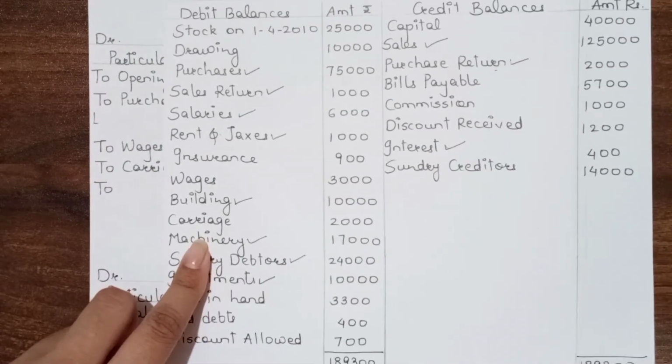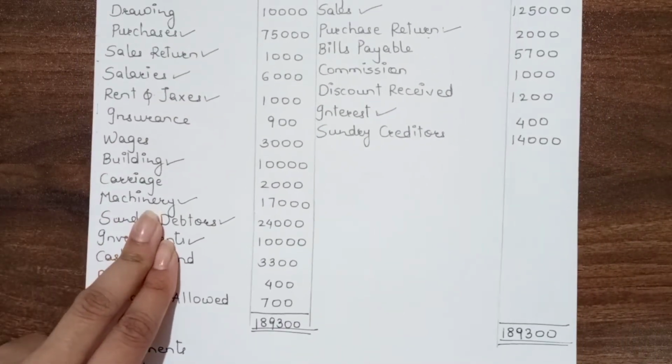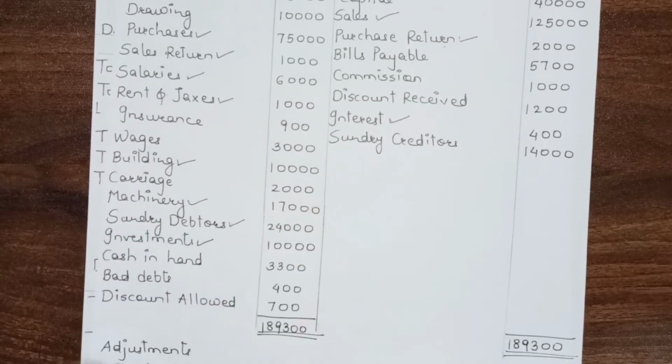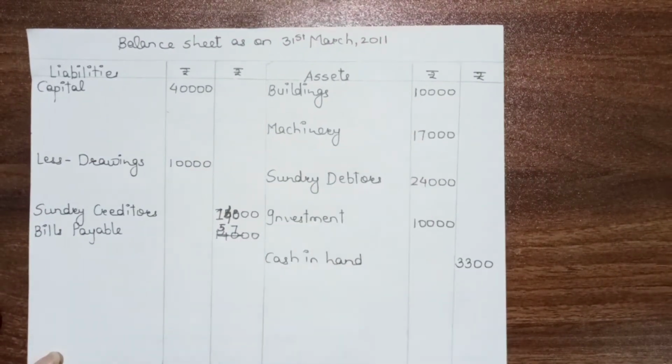Next one, machinery. Now this also has an adjustment, and this is your asset. So in the assets column, you have to write this amount in the inner column of the assets side. I have already written machinery, 17,000.